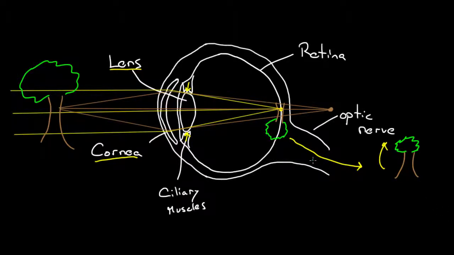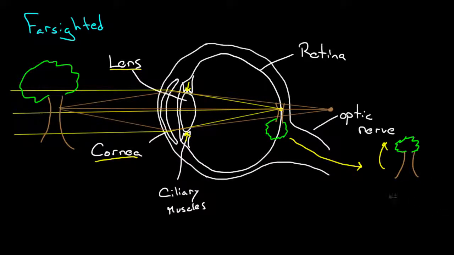This person, if they were able to see the faraway tree just fine, but things up close were hard for them to focus on, we'd call this person farsighted. So farsighted people can see far away stuff just fine, but when it's too close, they can't focus on it.